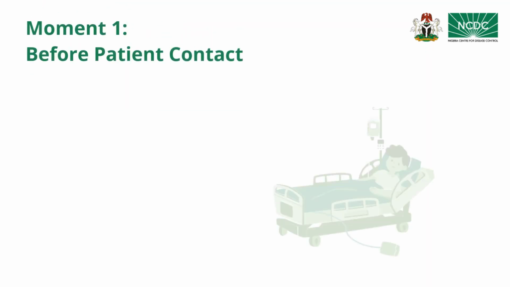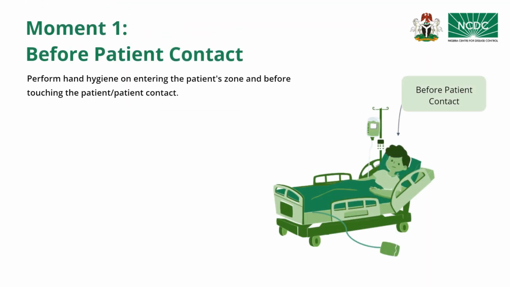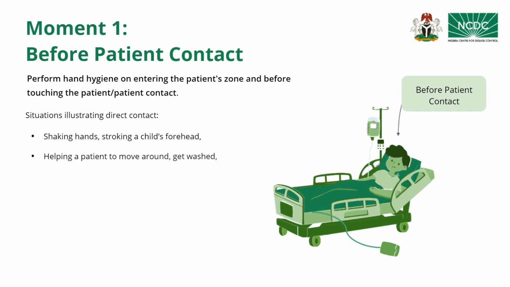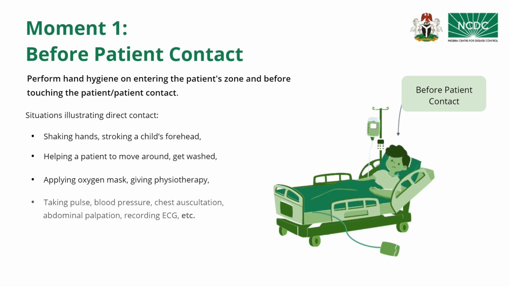Hand hygiene should be performed on entering the patient zone and before patient contact. Direct patient contact can occur in situations such as when shaking hands or stroking a child's forehead, helping a patient to move around or get washed, applying oxygen mask or giving physiotherapy, and when taking pulse or blood pressure.